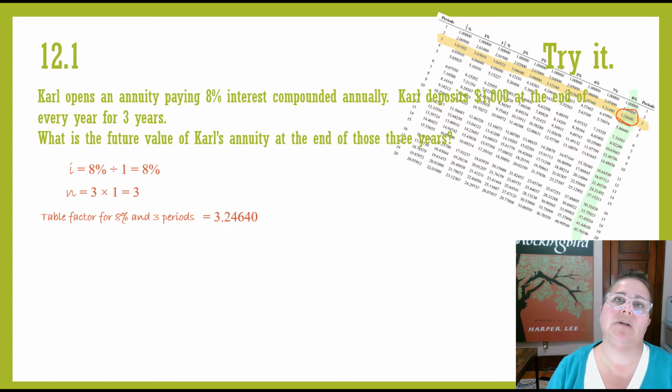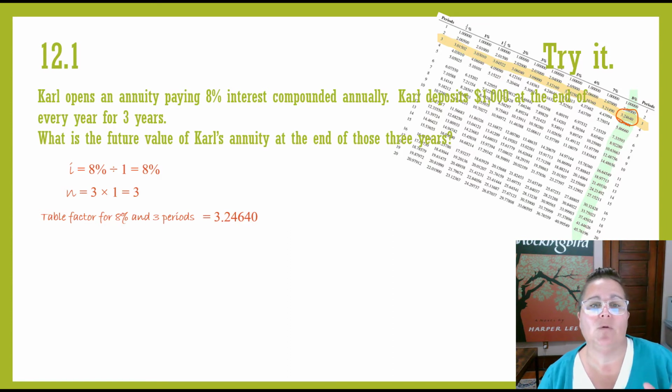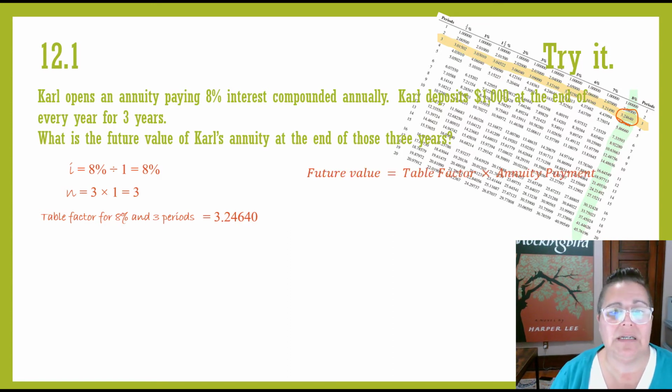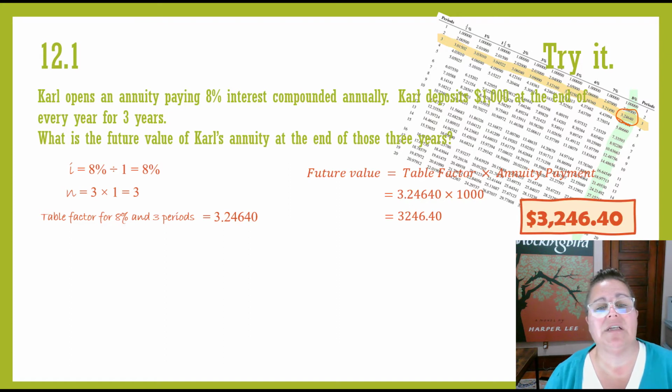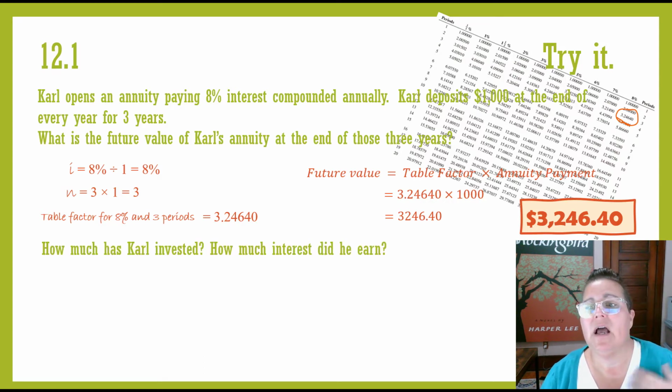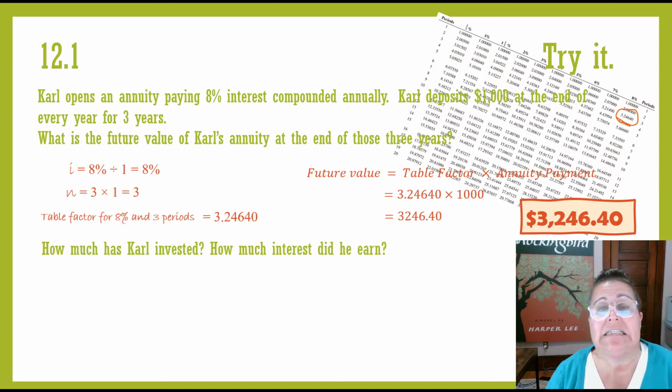3.24640. So I'm going to take the amount of Carl's deposit payment, which is $1,000, and multiply that by 3.24640 to get $3,246.40. Okay, so the future value of this annuity is $3,246.40. Now, the question is, how much did Carl actually invest in this, and how much interest did he earn?